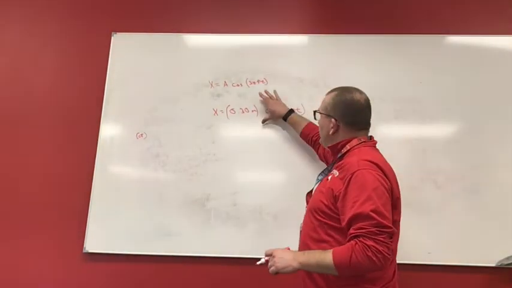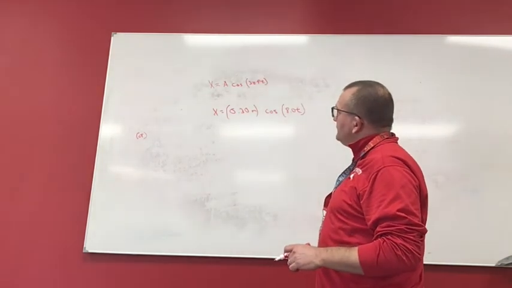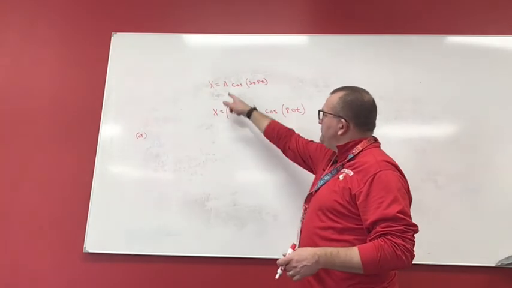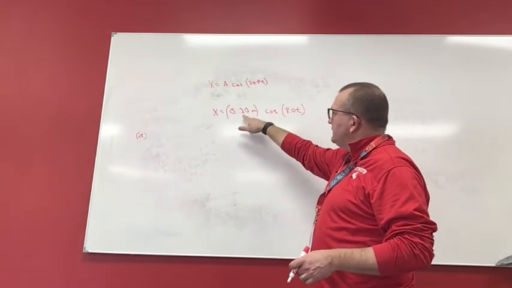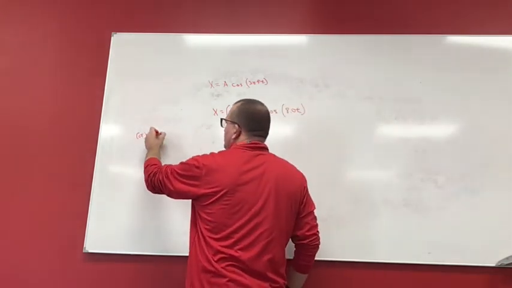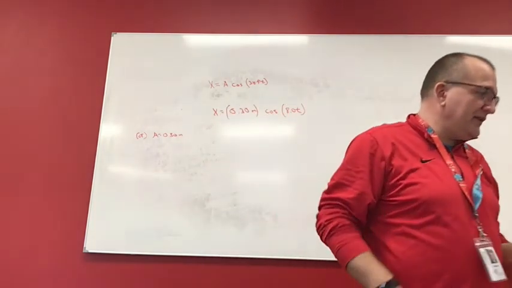All right, so here's our equation. Just as a point of reference, I'm going to look up here to find things, right? Here's what we know. If we want to find our amplitude, it's always before the cosine in the formula, so we know our amplitude is 0.30 meters. So that's the answer to A.